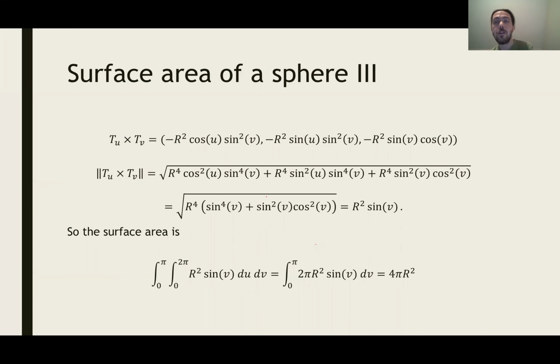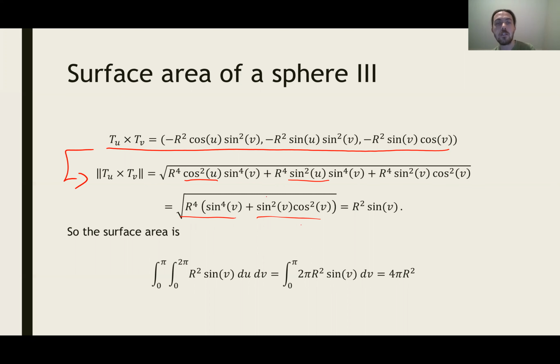And then we take that, rewrite it at the top again, and we're supposed to take the length, which is the square root of the sum of the squares of all of those things. So this squared is r to the fourth cos squared u sine to the fourth v. This one squared is r to the fourth sine squared u sine to the fourth v. And this one squared is r to the fourth sine squared v cos squared v. And there's a little bit of cancellation. We can collect together this cos squared u and sine squared u, and that turns it into an r to the fourth sine to the fourth of v.